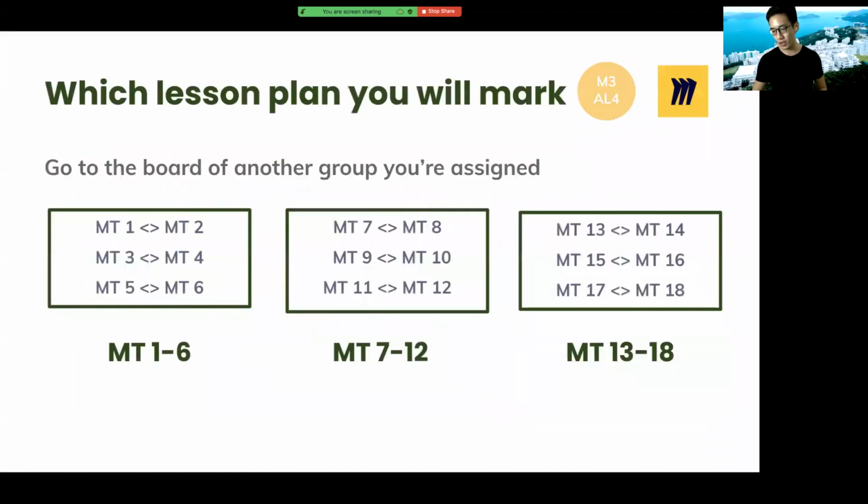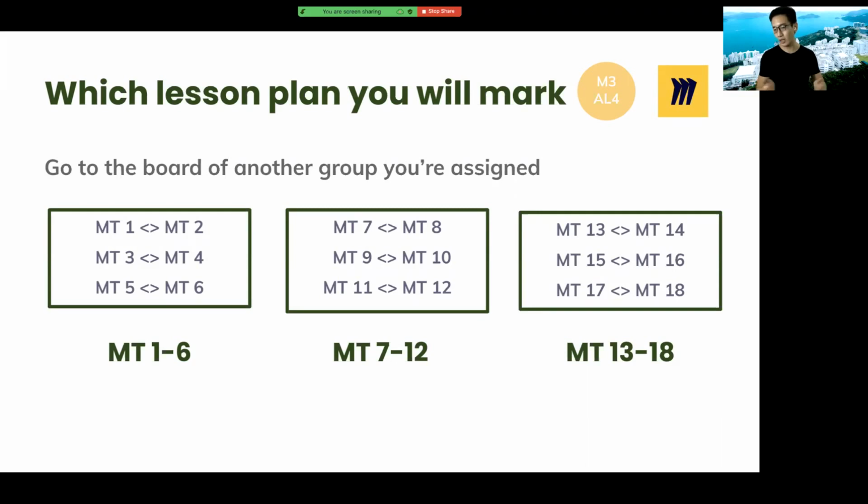Okay, so here's the activity. This is what you're going to do. Later on, you are going to give feedback and grade another group's micro teaching lesson plan on Miro. Here's the group arrangement. Take a look at the screen. If you're MT1, you're going to grade MT2, and MT2, you grade MT1.